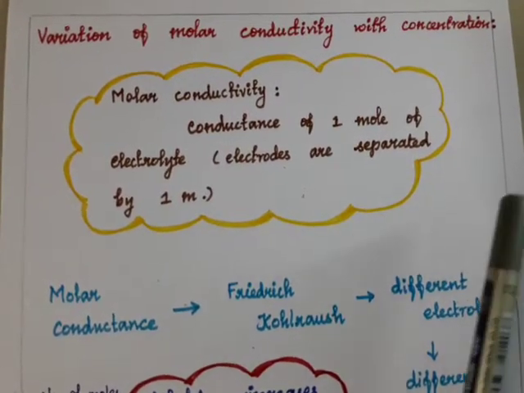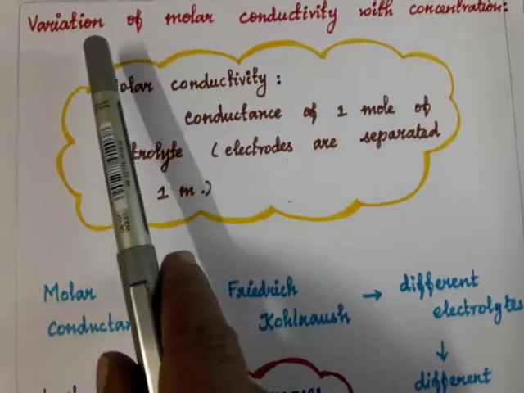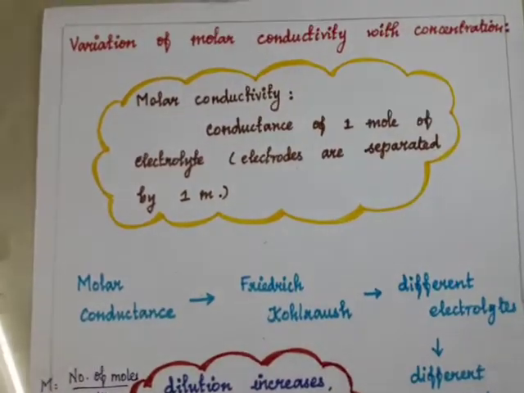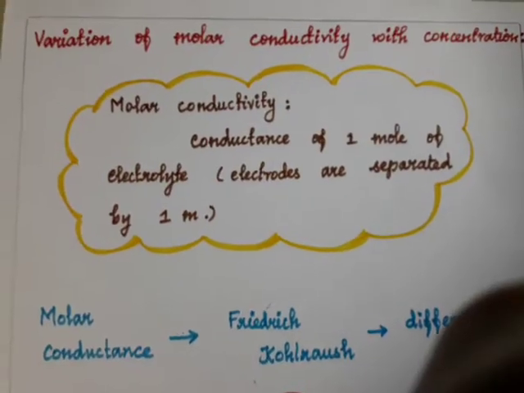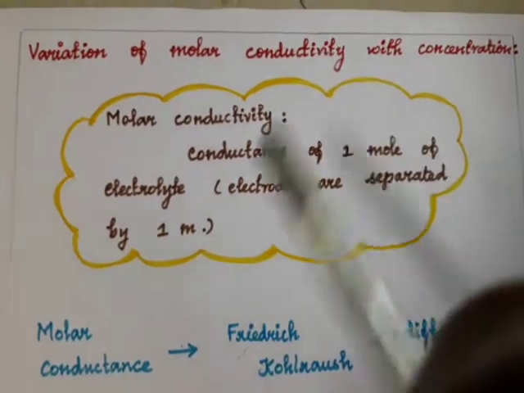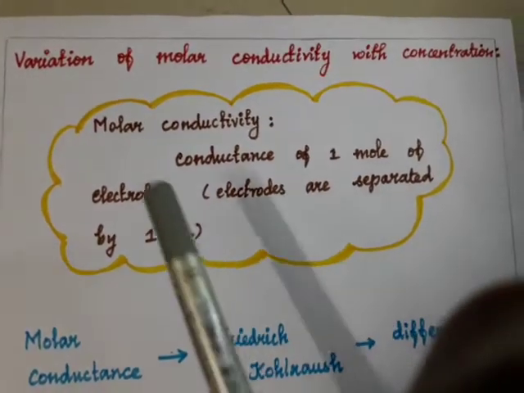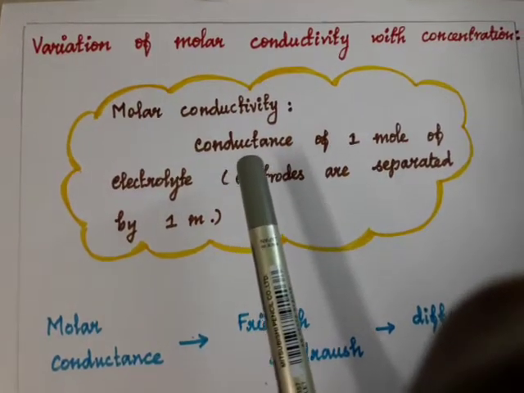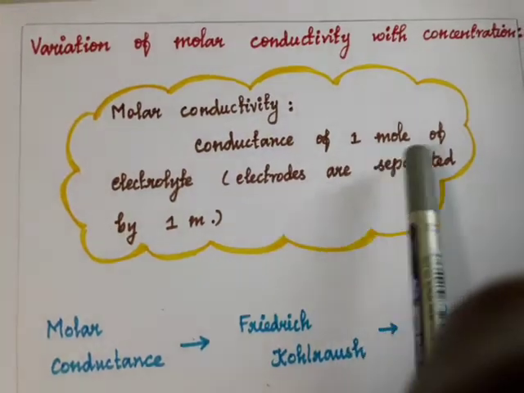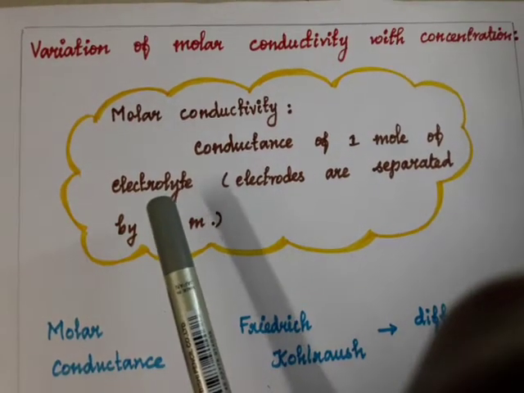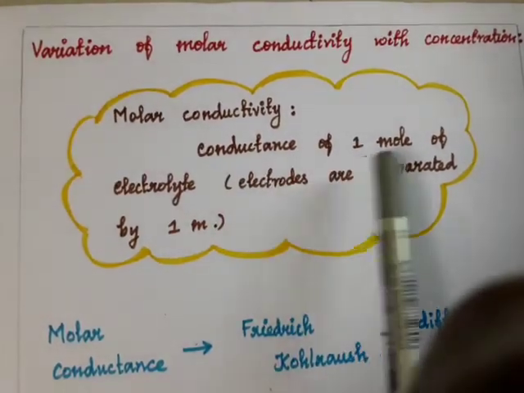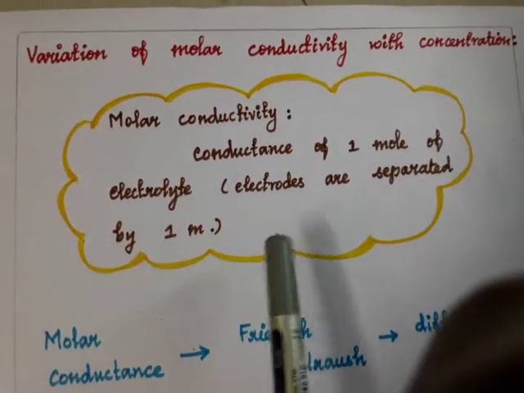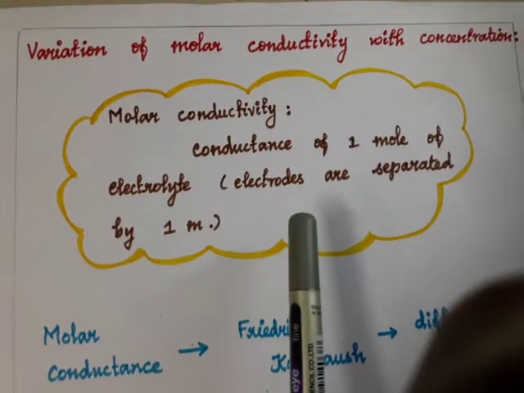Let me continue the lesson on electrochemistry by learning the topic variation of molar conductivity with concentration. Before we go to the topic, let me explain what molar conductivity is. Molar conductivity is nothing but the conductance of 1 mole of electrolyte. And for this process, the electrodes should be separated by 1 meter.